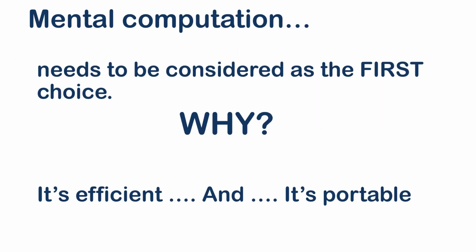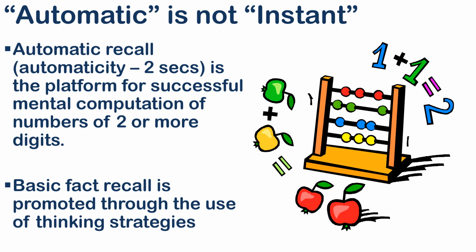Now, mental computation needs to be considered as the first choice. Why? Pretty simple. It's efficient and it's portable because it's mental. It sits in your brain. And yes, you might need a pencil and paper at times for some jottings, but basically, wherever you go, your brain goes. So that should always be your first choice.